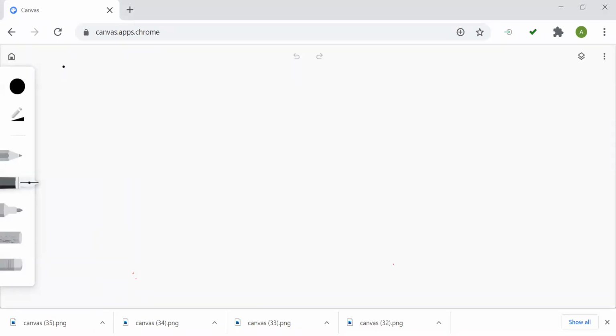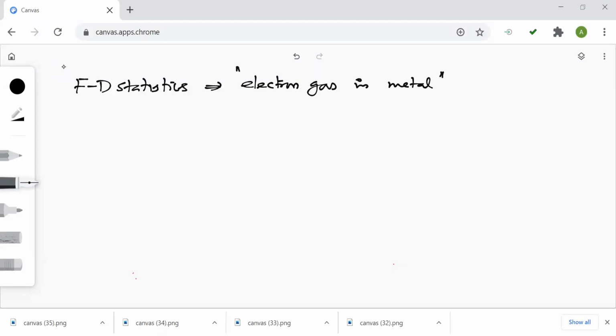Now, what I'm going to do is, one of the important applications of Fermi-Dirac statistics is electron gas in metal. It's a very important application of Fermi-Dirac statistics. See, in metals, you know very well, we have free electrons.